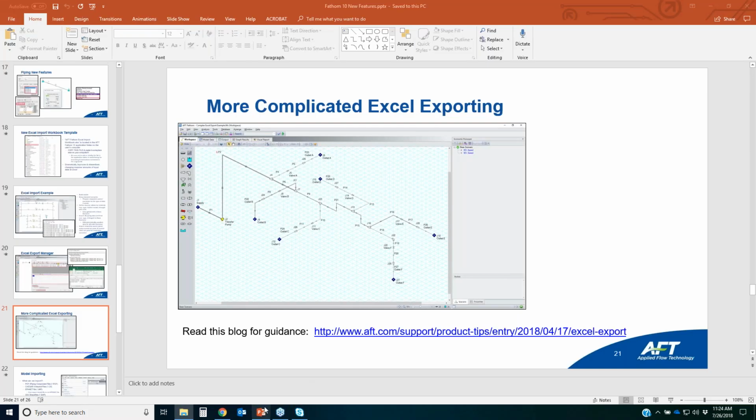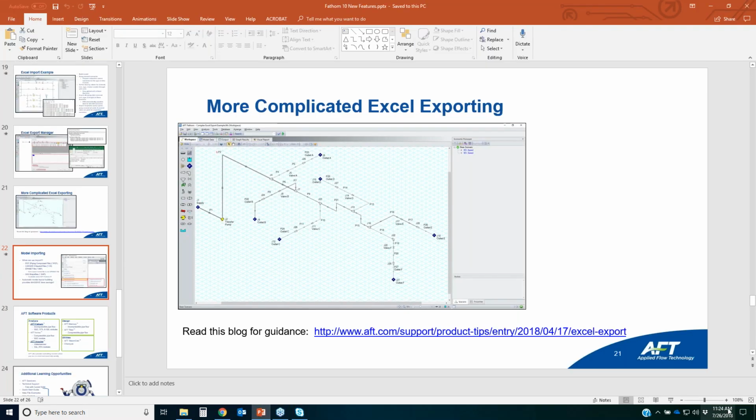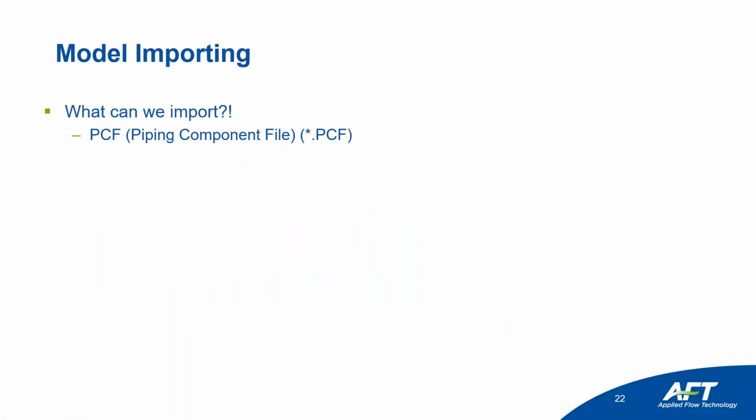Okay, time for the moment that you have all been waiting for: model integration and importing. So what can we import? Piping component files. If you're working with Plant 3D or AutoCAD or CADWorks, or any type of drawing software that can create an isometric drawing and an ISO with Isogen, you can generate a piping component file that can be read into Fathom and Arrow 7 for that matter now, and it will build the model for you.